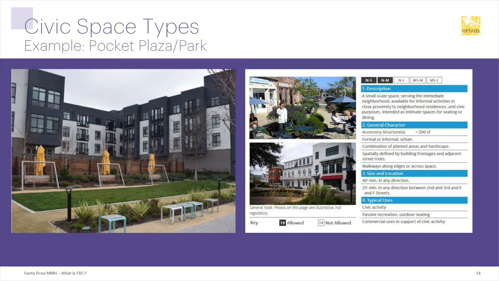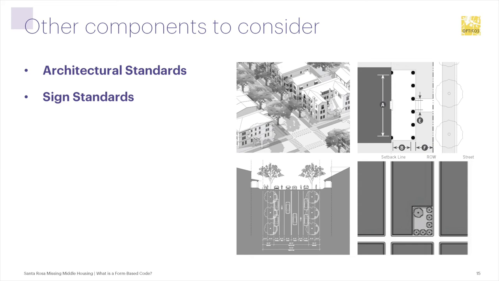And then civic space types. On properties of certain size, it's going to make sense to require the applicant developer to provide some civic space like this accessible to the public and definitely to the tenants of the project. Other components that you could consider, sometimes in rare cases, it makes sense to really regulate architecture. We don't recommend that be done most of the time for a lot of reasons. But in some cases, there's such a strong architectural character that you really want to make sure that the rest of the buildings, the new buildings and additions and renovations, deliver more of that character. And so regulating that through standards makes sense.